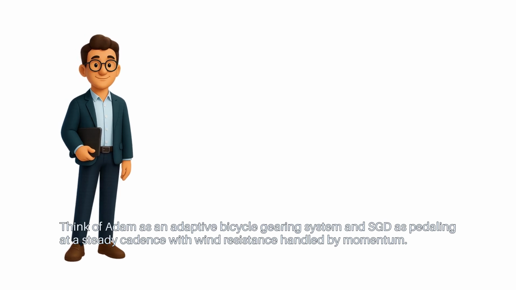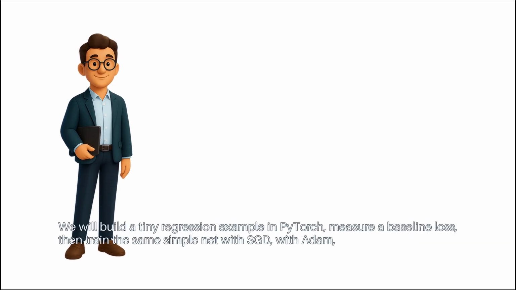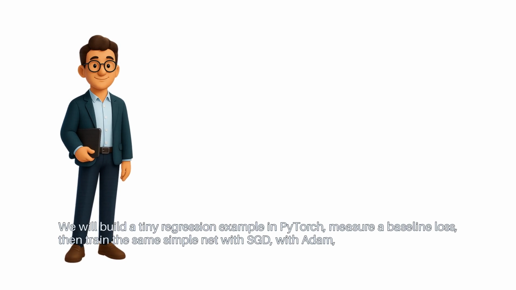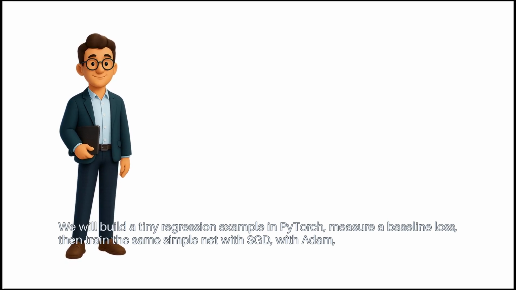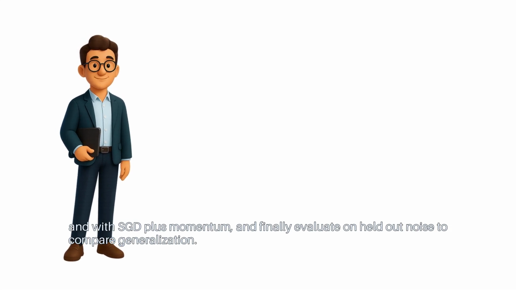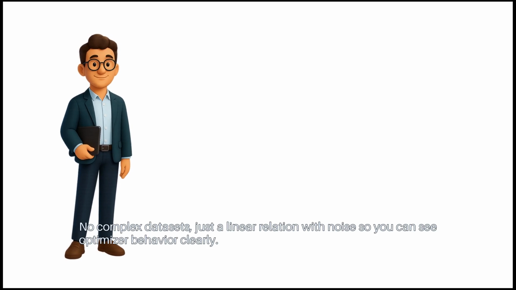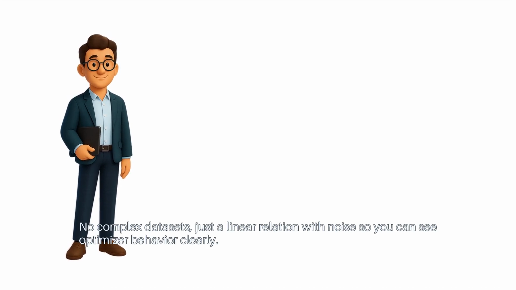Think of Adam as an adaptive bicycle gearing system, and SGD as pedaling at a steady cadence with wind resistance handled by momentum. We will build a tiny regression example in PyTorch, measure a baseline loss, then train the same simple net with SGD, with Adam, and with SGD plus momentum. And finally, evaluate on held-out noise to compare generalization. No complex datasets, just a linear relation with noise, so you can see optimizer behavior clearly.